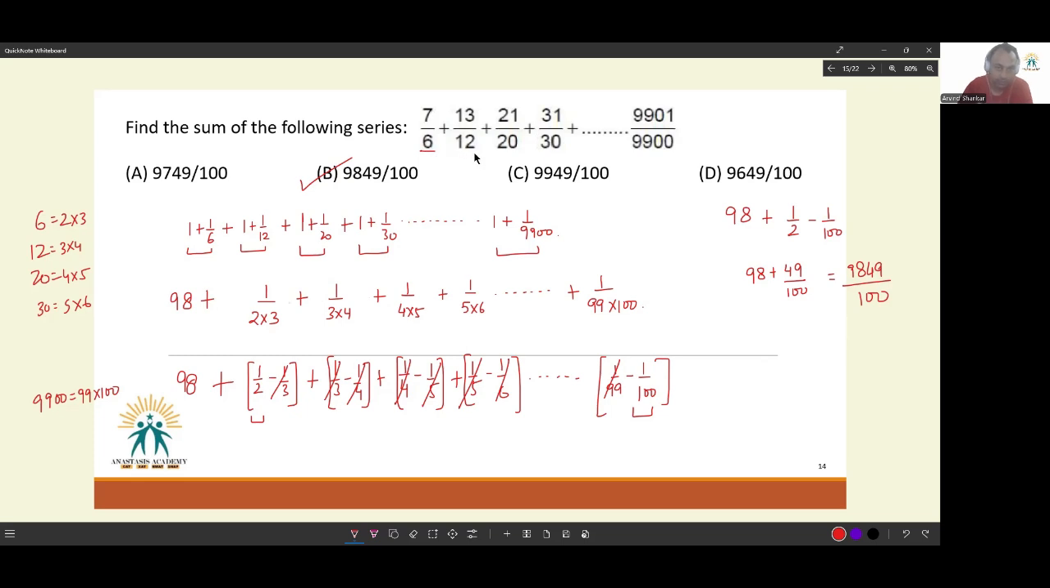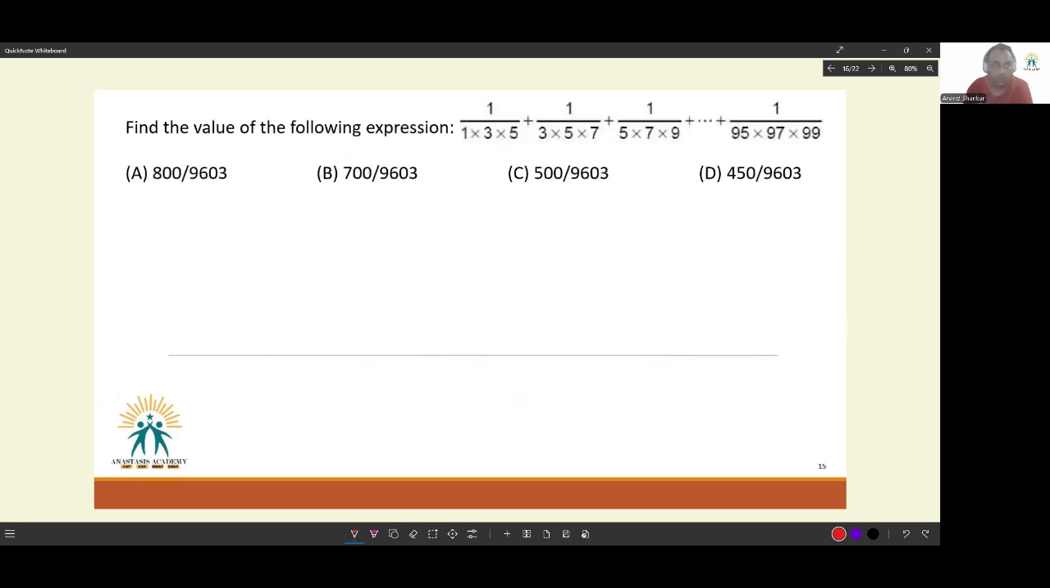This sequence of numbers 6, 12, 20, 30 is something that everyone should be able to recognize if you've done series and sequences. Okay, now this is another one of those breakages ideas.